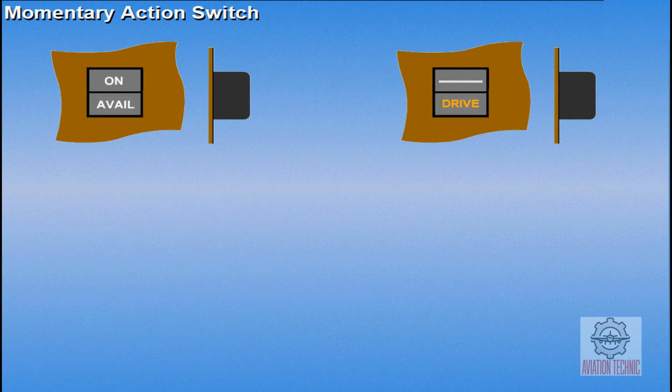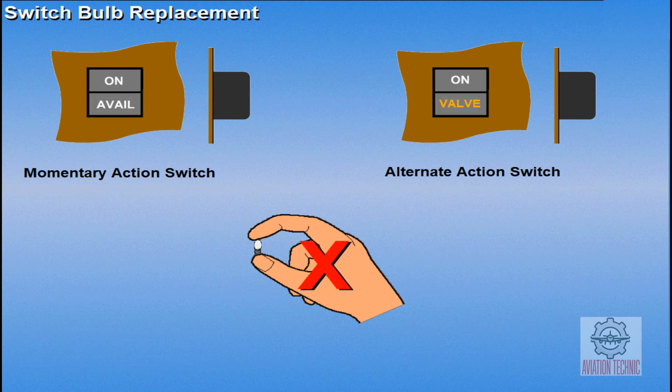The momentary action switches may contain 2 system status indicator lights, or a single light. Light bulb replacement should not be attempted by the flight crew.